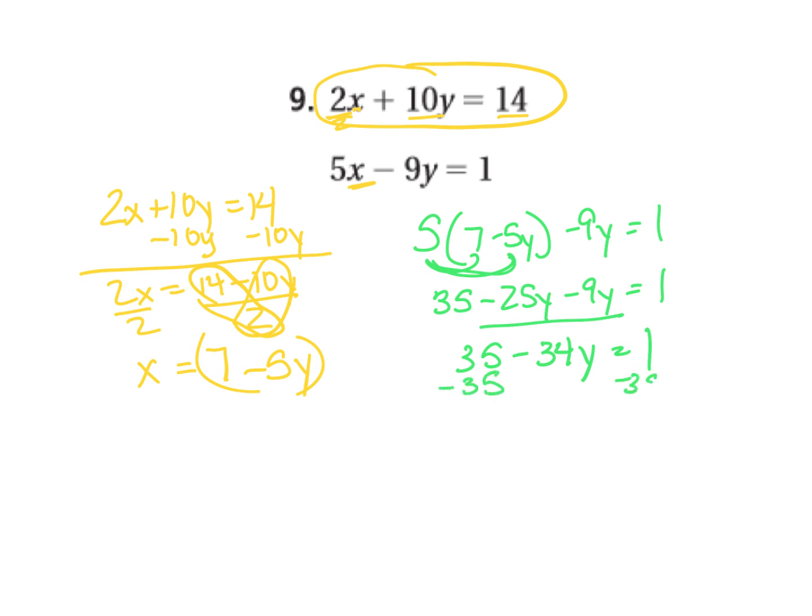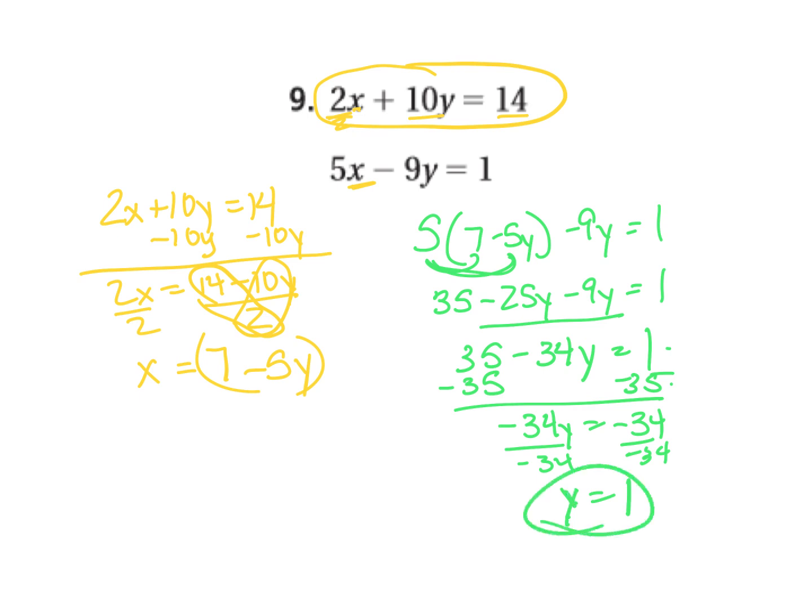Subtract 35 from both sides. So I got negative 34y. 1 minus 35 gives us a negative 34. Divide both sides by negative 34. Y equals a positive 1. So even with the big numbers, we end up with a small one. So let's take that 1, plug it into this equation, substitute it in. 7 minus 5 gives us 2, which is our x. So our solution, 2 and 1.